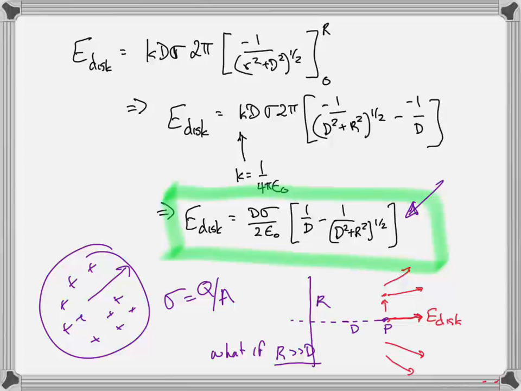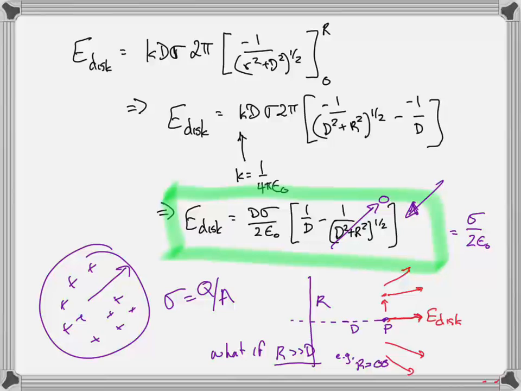If R is much, much greater than d, look at this equation. If d is small compared to R, we can just make R equal to infinity, an infinitely large disk. We don't even have to say R is much, much larger than d. We can just say it's an infinitely large disk, R equals infinity, plug in R equals infinity. What happens? This term goes to 0, and all we're left with is d sigma over 2 epsilon naught times 1 over d. And so we're left with, for an infinitely large disk, sigma over 2 epsilon naught.